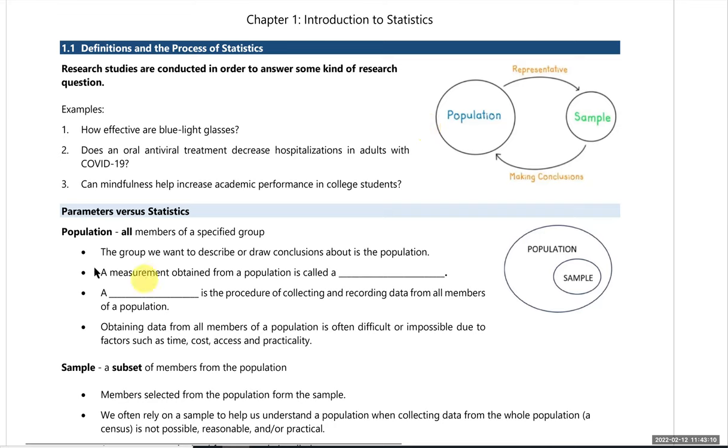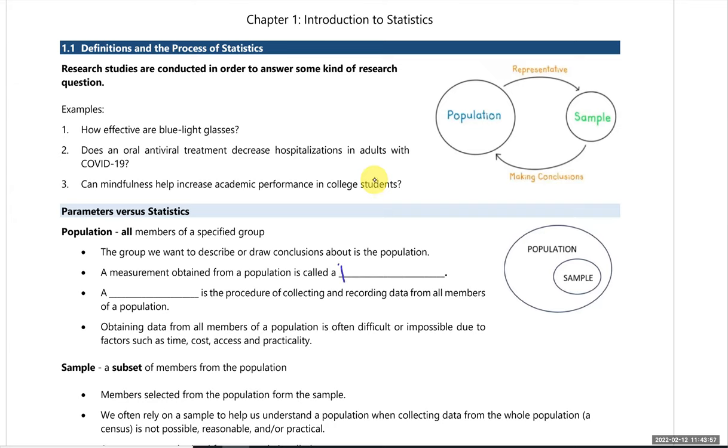All right, so a measurement obtained from a population is called a what? All right, so if I'm going to get information from a population, I can't do my college student example because I don't have a list of every college student in the world. So let me switch examples. I would like to do a study on students in this class. You have now become my population. And let's say I want to know the average age of my students in this class. Well, that would not be too hard for me to do. I would just gather data from each of you and I would find the average.